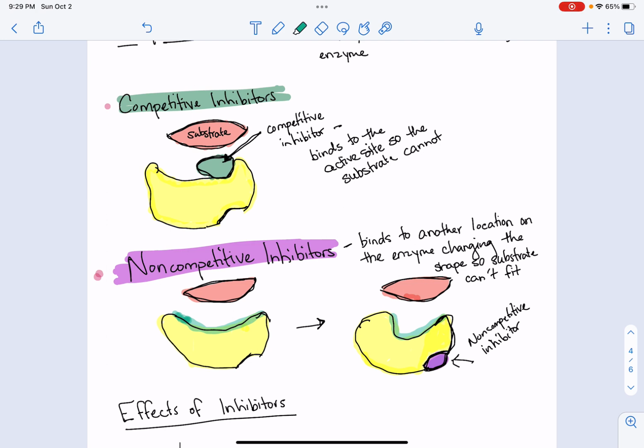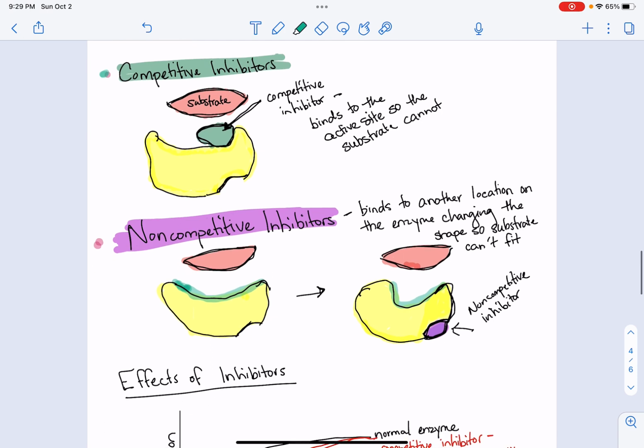With the competitive inhibitor, potentially, yes, the competitive inhibitor can leave and the substrate can bind again, but with the non-competitive inhibitor, it changes the shape of the active site, so the enzyme can no longer fit.